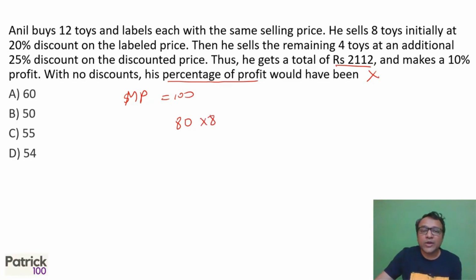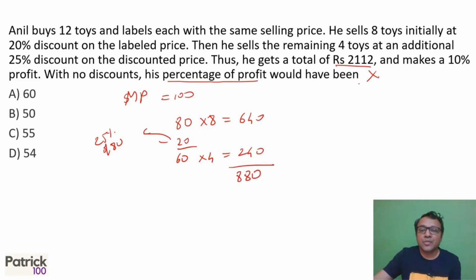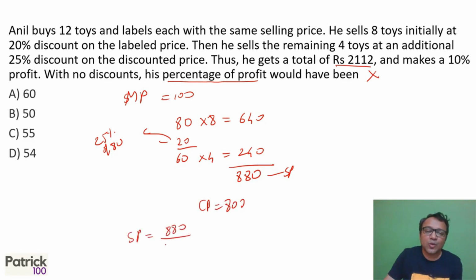He sells 8 toys, which becomes 640 rupees. He gives a further 25% discount, which is 20 rupees discount, this is 25% of 80, to get 60, and he sells 4 more toys, which gives you 240. In total you get 880 as the selling price, but 880 as a selling price gives you 10% profit. So cost price becomes 800. With the formula, you can directly make out 800 without solving it: it's 880 upon 1 plus profit percentage, or 880 upon 1.1 will give you 800 as the cost price. Cost price is equal to selling price upon 1 plus profit percentage. So I know the cost price is 800.